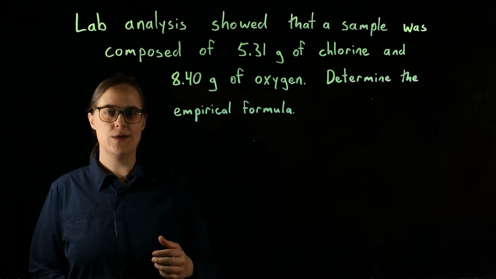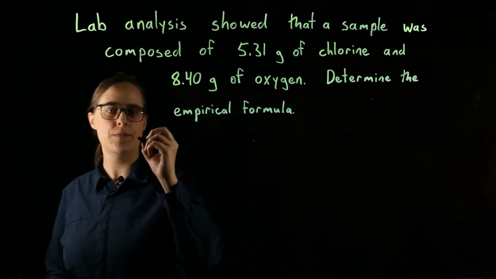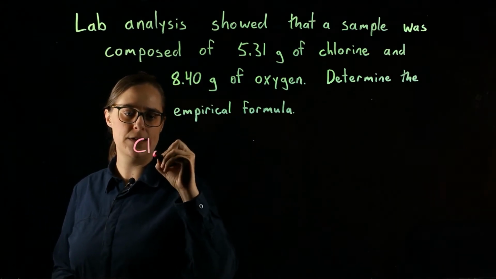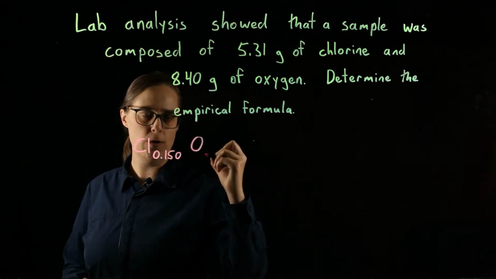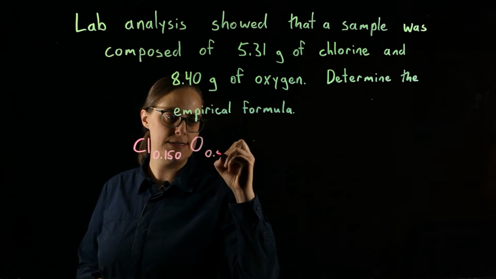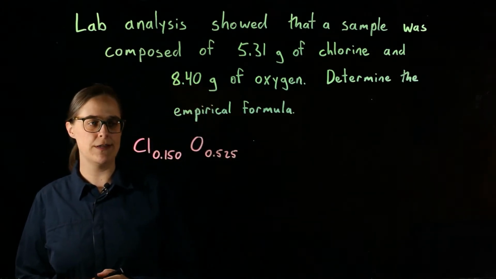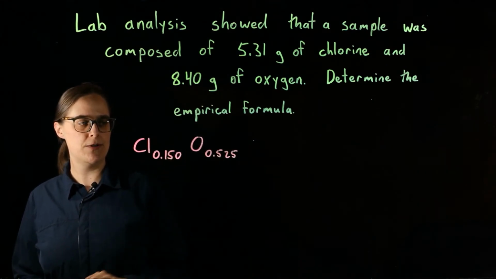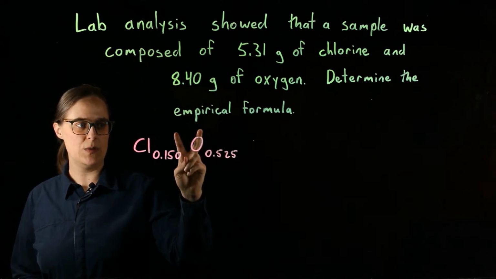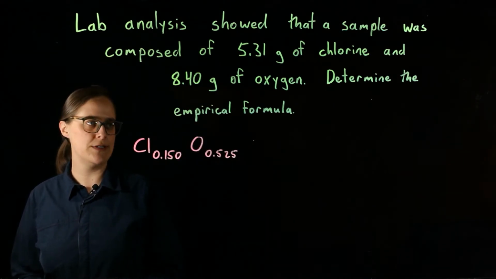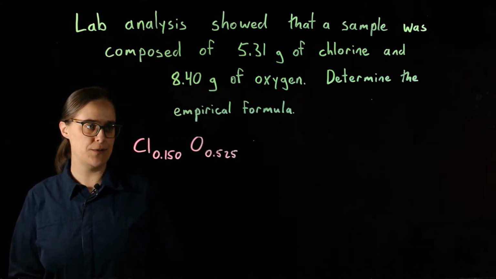I'm going to write those quantities that we just calculated in the format of an empirical formula. So I'm writing Cl subscript 0.150, O for oxygen subscript 0.525. This is not our empirical formula. However, these two numbers are in the proper ratio. We need to multiply or divide both of these numbers by the same quantity in order to turn them into whatever their lowest whole number ratio is.